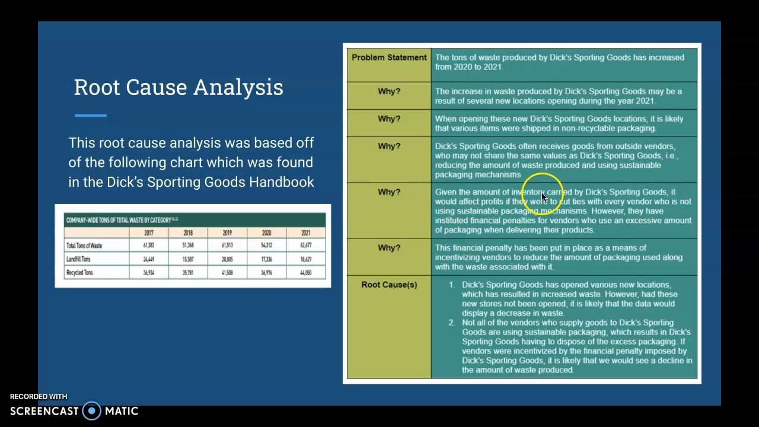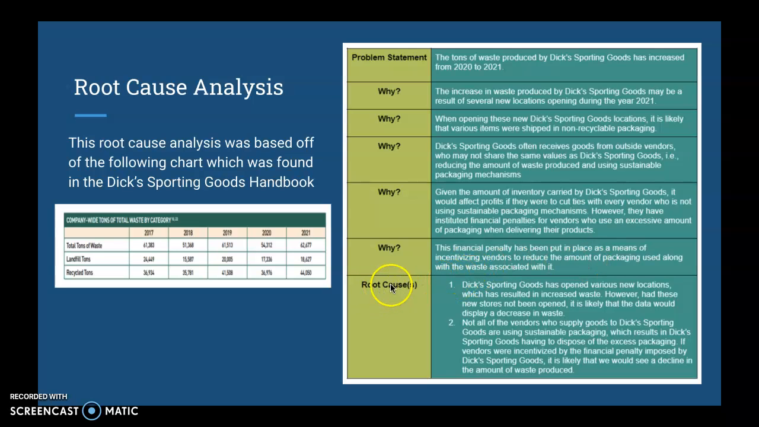Another why is given the amount of inventory carried by Dick's Sporting Goods, it would affect profits if they cut ties with other vendors who are not using sustainable packaging mechanisms. However, they have instituted financial penalties for vendors who use an excessive amount of packaging when delivering their products. So they give an incentive for outside institutions to use more sustainable packaging. This financial penalty has been put in place as a means of incentivizing vendors to reduce the amount of packaging used along with the waste associated with it.